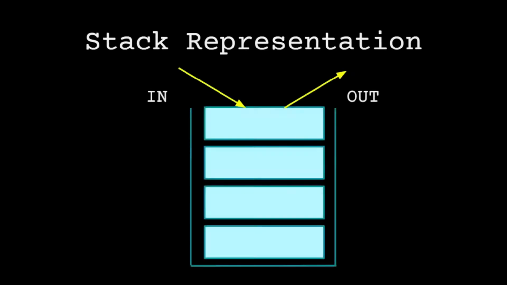Now, a visual representation of a stack that we'll be coding up can be something like this. As you can figure out, only one side is open, so things come in and go out from the same end. And of course, whatever goes in first comes out last, and whatever goes in last comes out first.